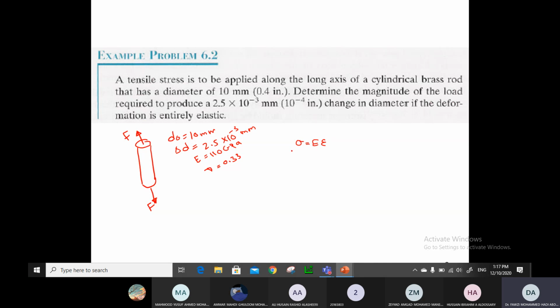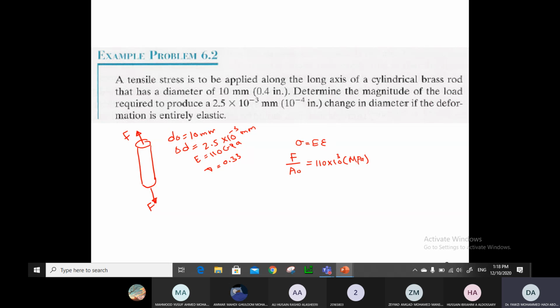So that is the stress, that is the stiffness which we already have, and this is the strain. From this, we can say what the load is. So that is force divided by original area. Original area we have because we have the original diameter. So this is 110, that value we have. Also, we always use megapascal units, so we multiply by that.